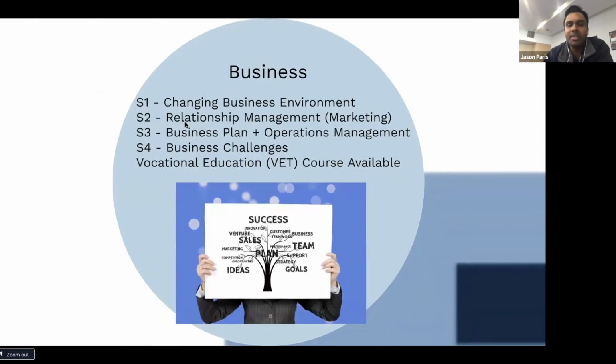And then we look at business. Business is much more at the end point, looking at businesses that we know and engage with. We're currently in business. I'm the current business teacher. We're looking at the business plan and operations management. And next semester, we'll be looking at business challenges.